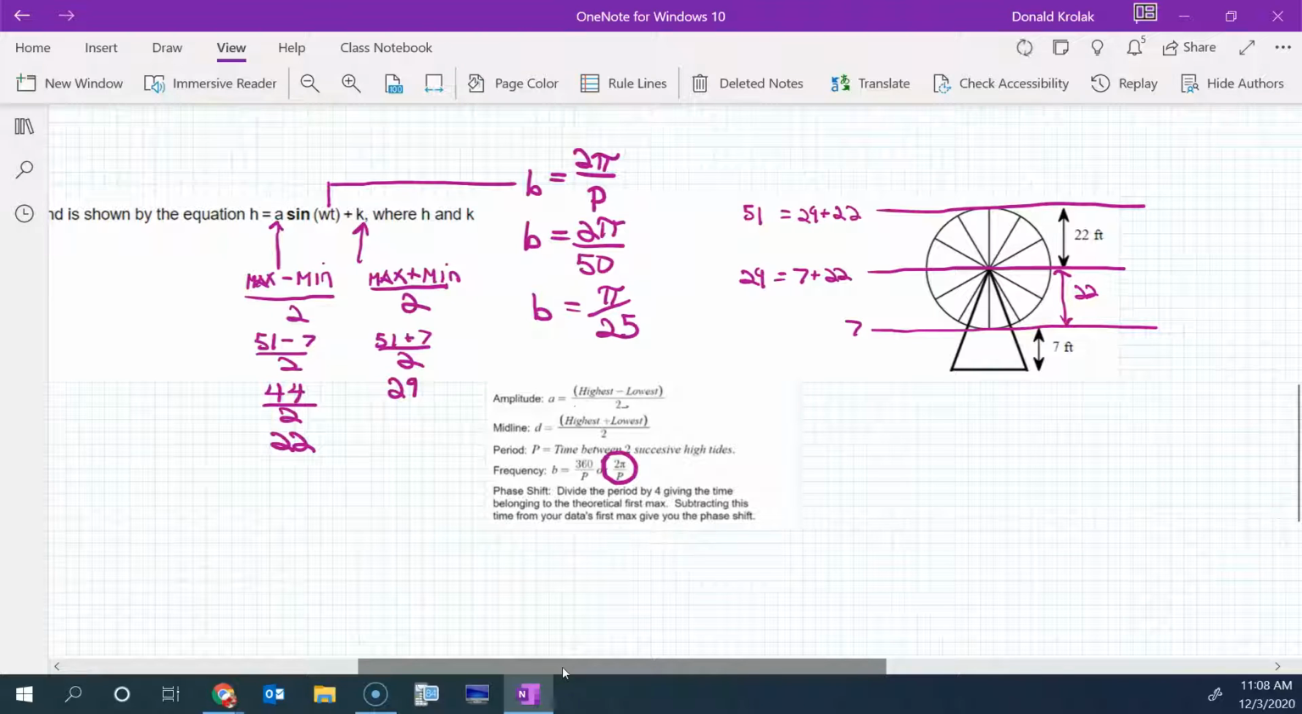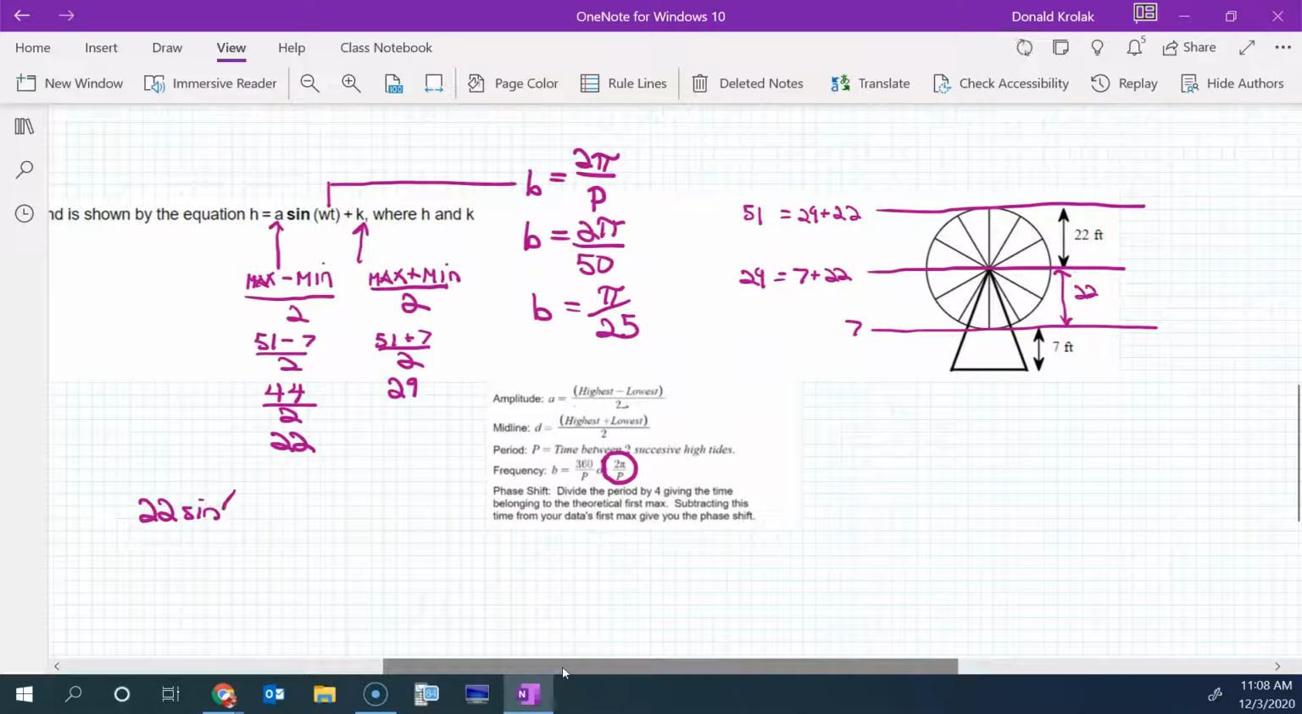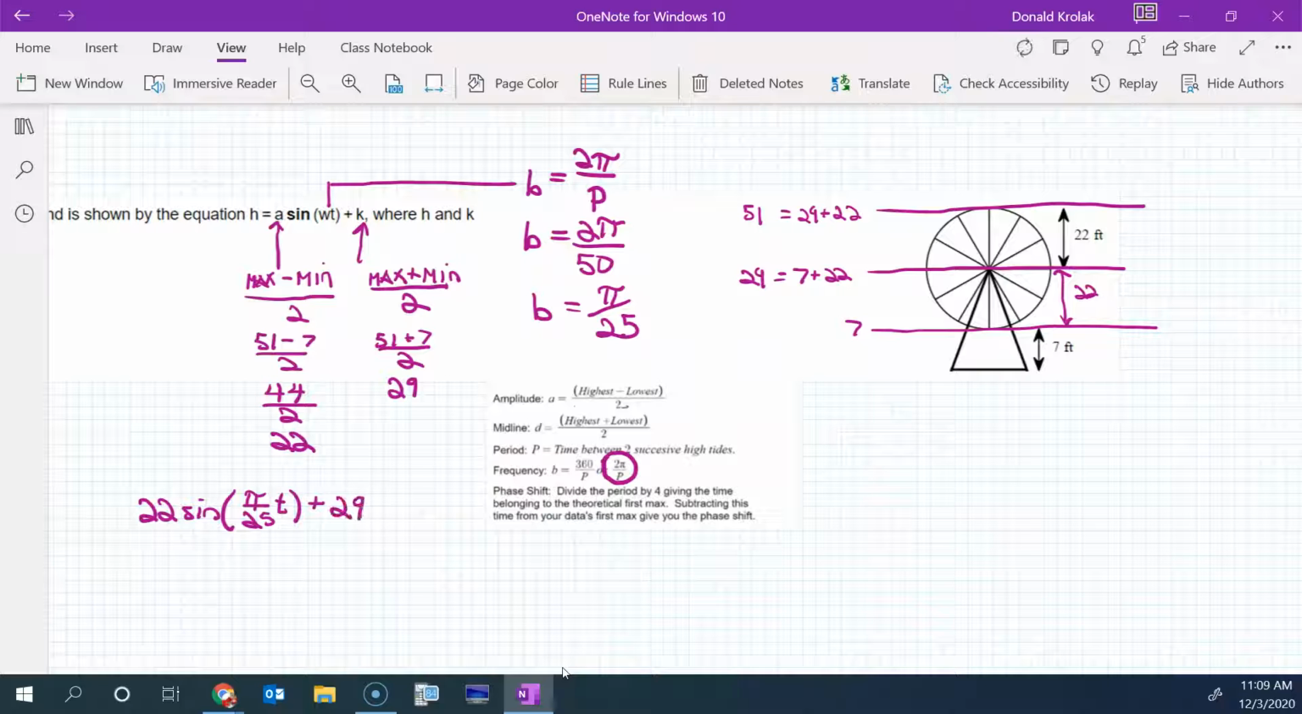So this going in would look like 22 sine pi over 25 t plus 29.